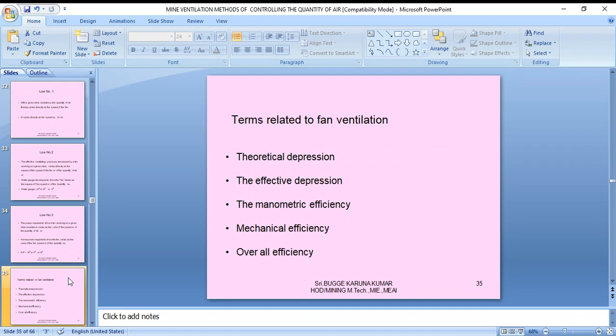The terms related to fan ventilation. Generally, pressure can be measured in theoretical depression, that is, the effective depression, manometric efficiency, mechanical efficiency, and overall efficiency. These are the fan related performance terminology.